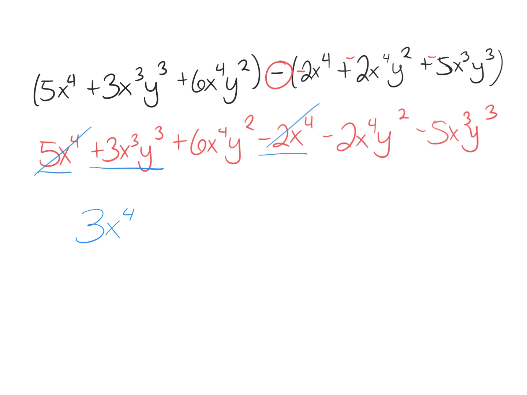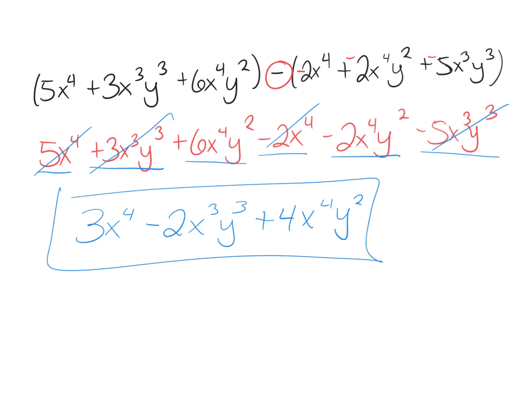X cubed y cubed. Does that have a like term? Is this a like term? No. It has to be the exact same exponents. What's 3 minus 5? Negative 2x cubed y cubed. X to the fourth y squared has a like term. What's 6 minus 2? 4. Plus 4x to the fourth y squared.